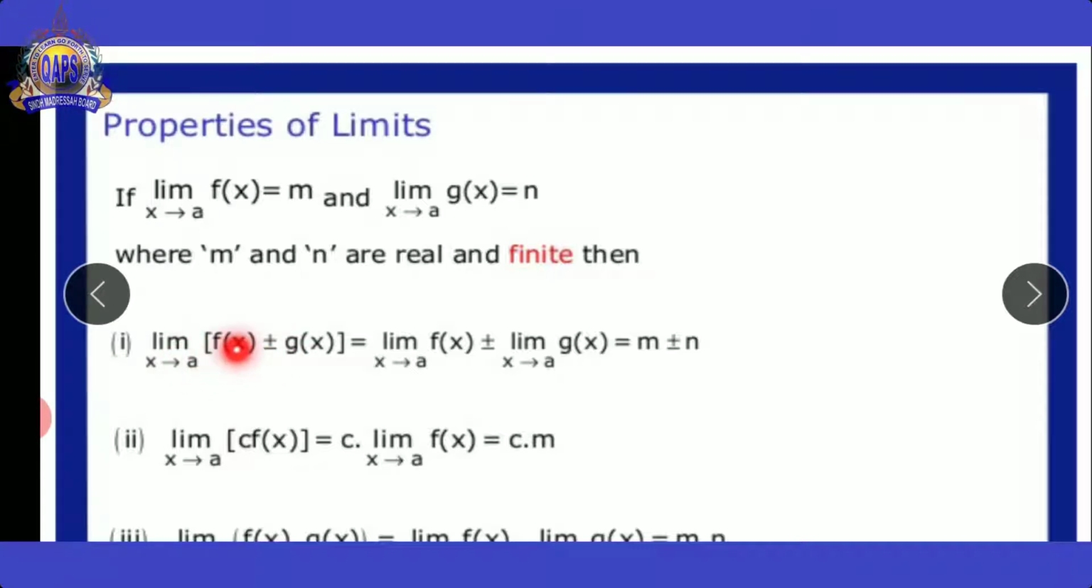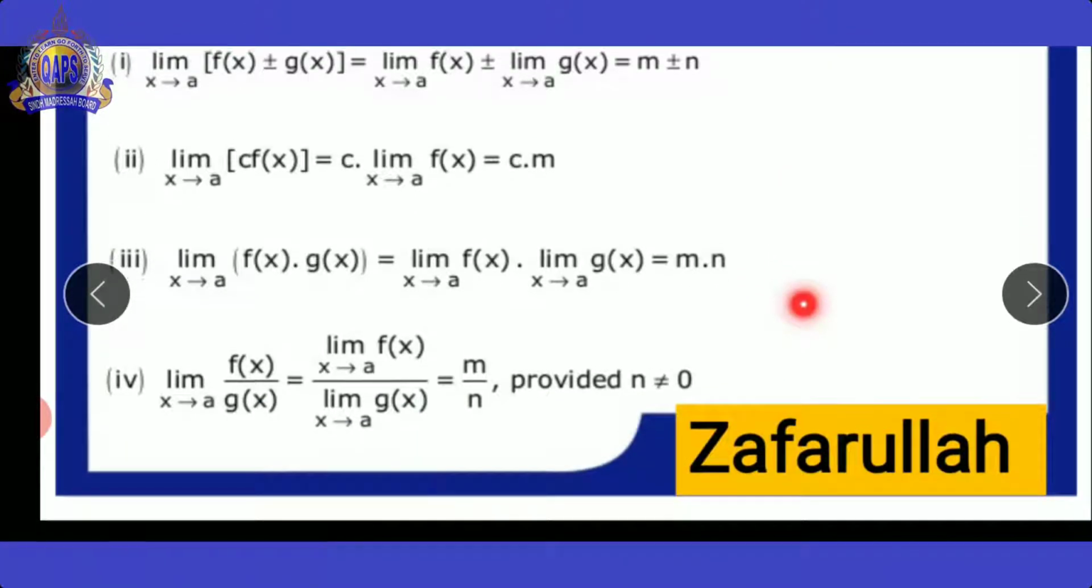First of all, you apply the limit on the function f of x, and the same limit is applied on the second function g of x. This limit contains f of x and this limit contains g of x, and the outcome will become this limit f of x equals m. In the place of this function we put m, and in the place of this function we put n. So the positive or negative sign in between will stay the same. This is the first property, for either positive or negative conditions of limits.